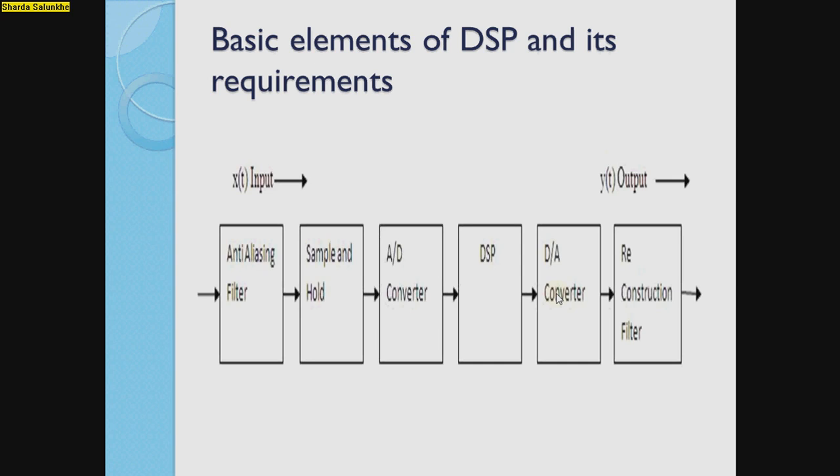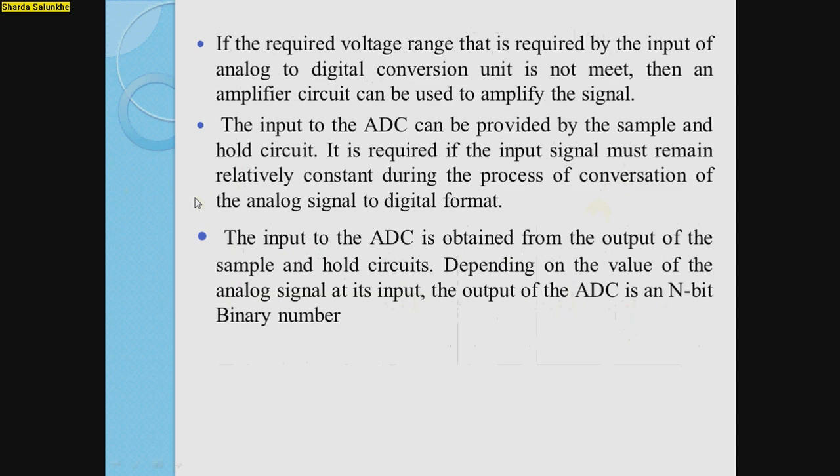So the reconstruction filter is applied. This analog signal is applied to the reconstruction filter, where unwanted noise or high frequency components can be removed. And after the reconstruction filter, you will get y of t, which is the desired output, and which is quite similar to x of t.